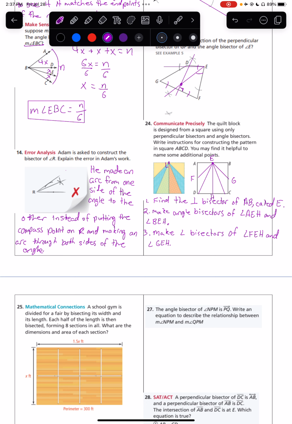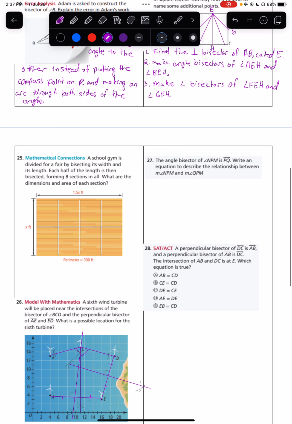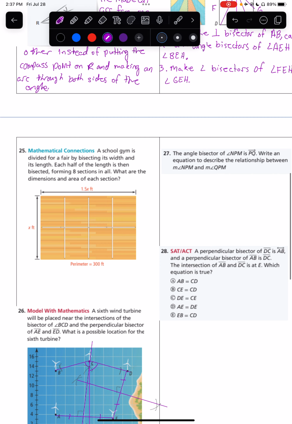Let's go to number 25, some good old-fashioned algebra to do here. So for number 25, a school gym is divided for a fair by bisecting its width and length, right? So its width is bisected and its length is bisected, and then each half of the length is then bisected, forming 8 sections in all.